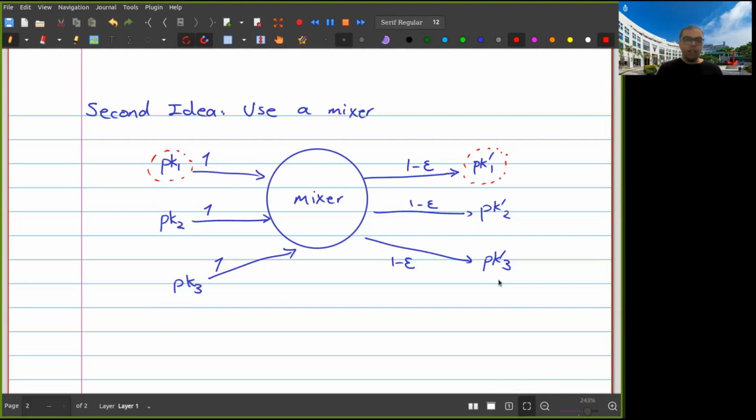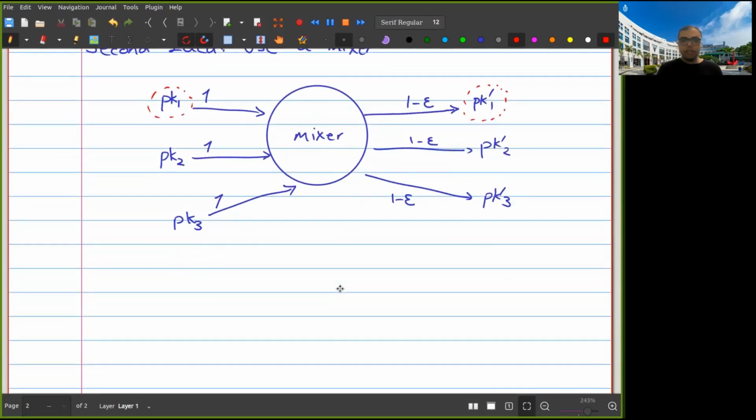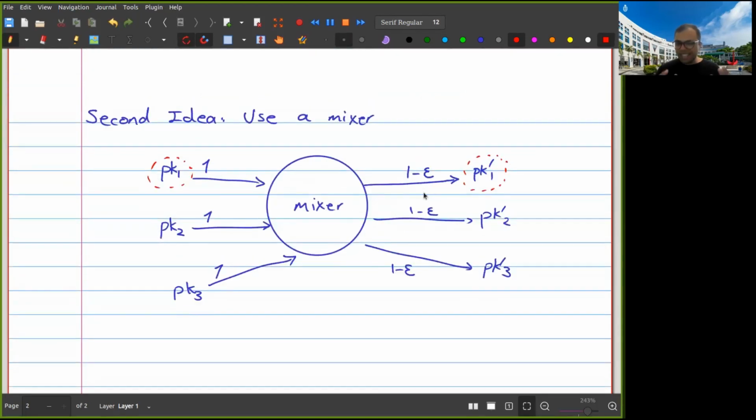Okay? And of course, if a lot of people use the mixer service at the same time, then it's going to give much more privacy, right? So your money is basically indistinguishable from the money of all the other people who are using the mixer service. And so if many people use this, then your money becomes indistinguishable from many other people's money. And also your accounts become indistinguishable.